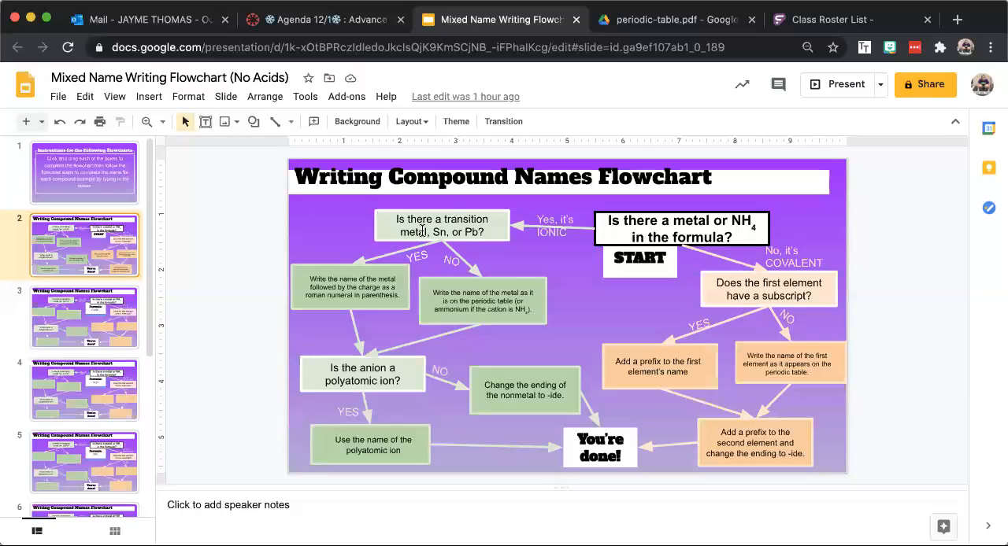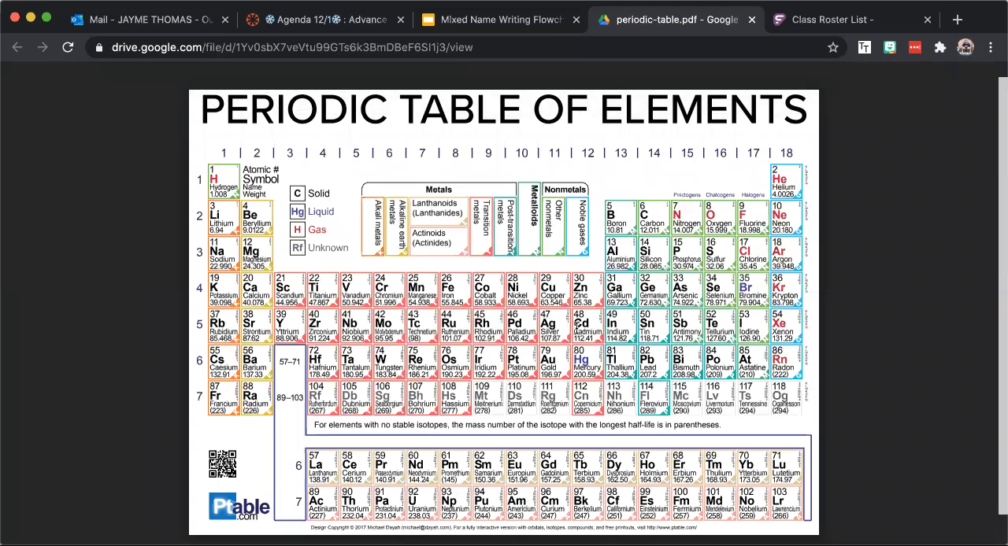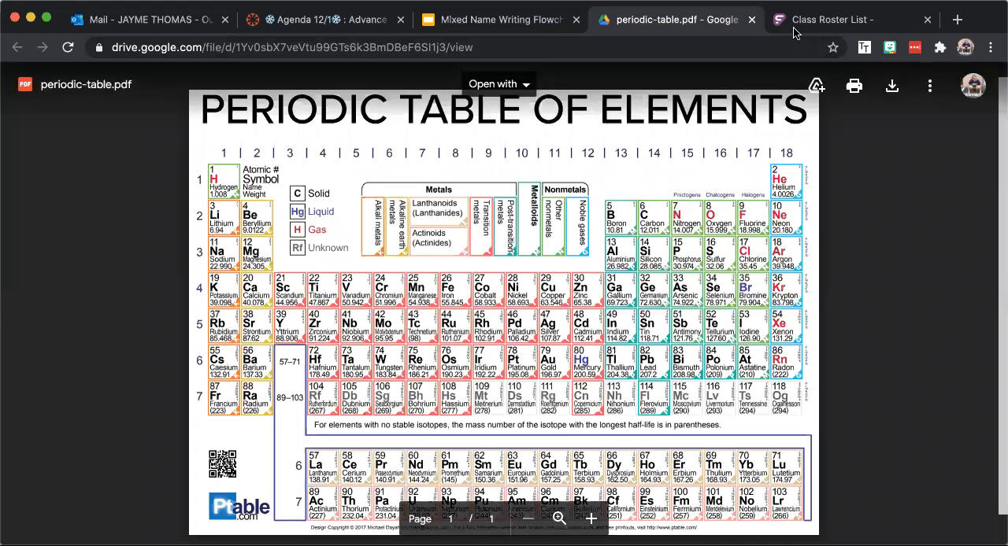Then the next question, if I say yes to that one, once I identify that it's ionic, then I need to look: if it has a metal, is the metal tin, lead, or a transition metal? Because remember, these transition metals, the ones in this middle area outlined in red on this picture of the table, all of those transition metals and tin and lead need Roman numerals in the name. The only ones that don't are these three right here: silver, cadmium, and zinc. Okay. But all the other transition metals have multiple charges.